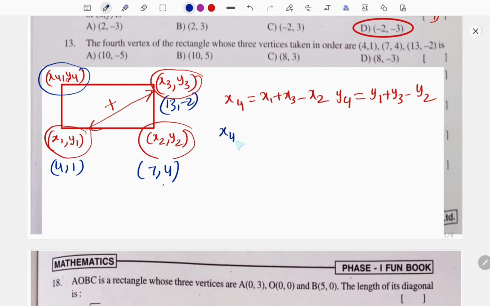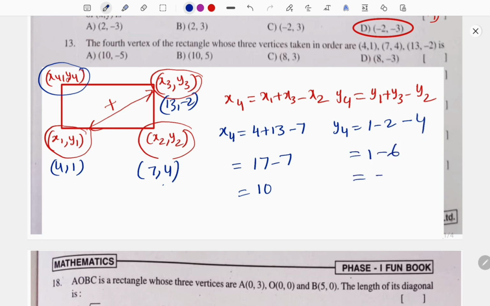So here x4 is equal to x1 plus x3 minus x2. So 4 plus 13 minus 7, that is 4 plus 13 is 17, minus 7, that is equal to 10. Now y4 is equal to y1 plus y3 minus y2: 1 plus -2 minus y2, and y2 is 4. So that is equal to 1 minus 6, that is equal to -5. So the fourth vertex is 10 comma -5.